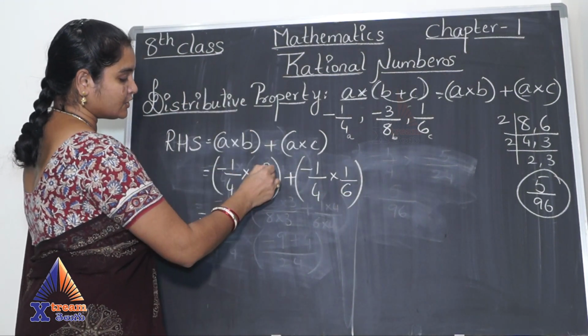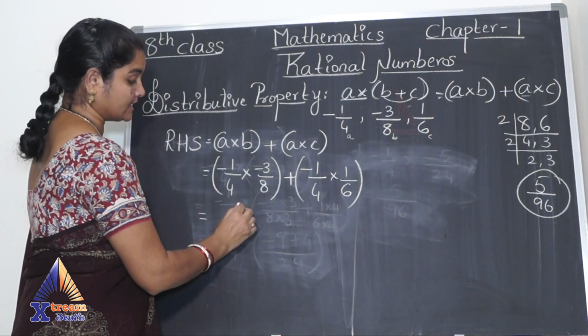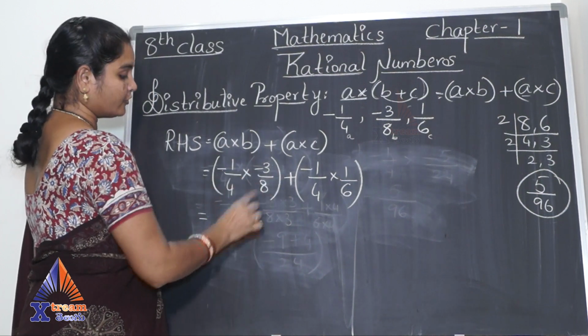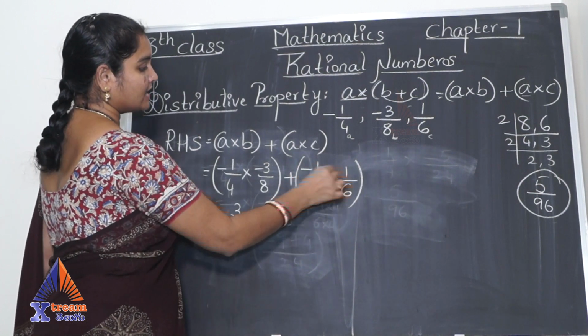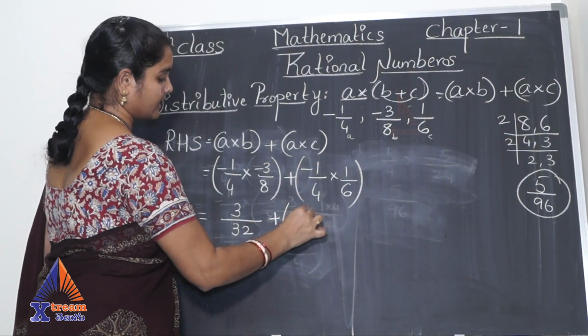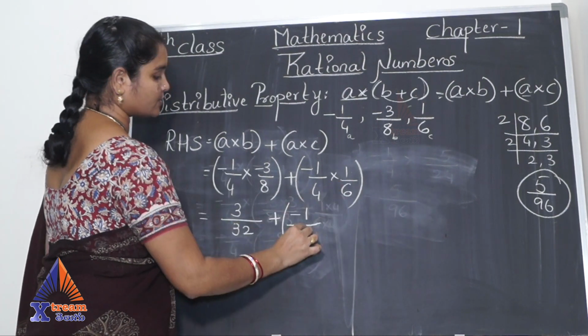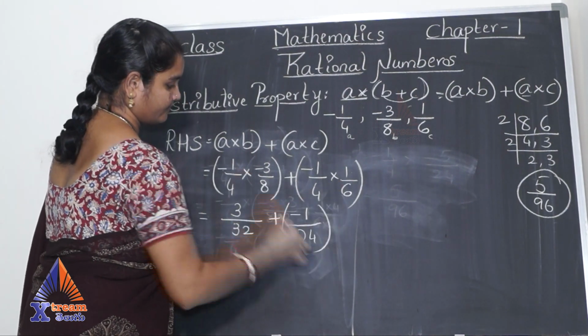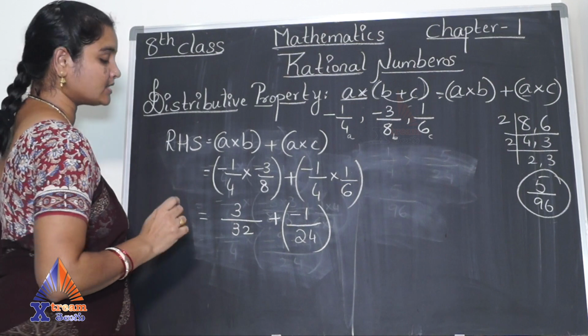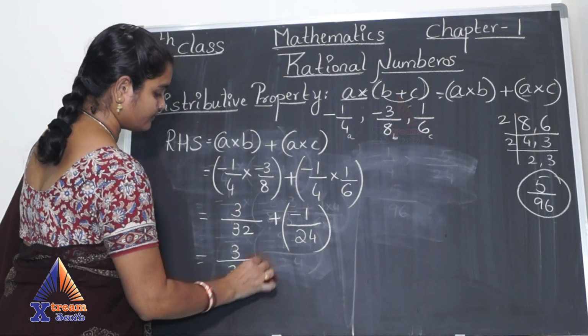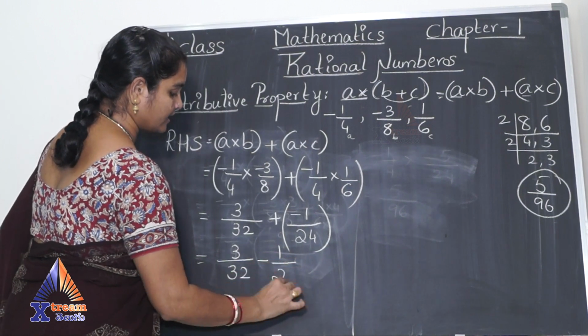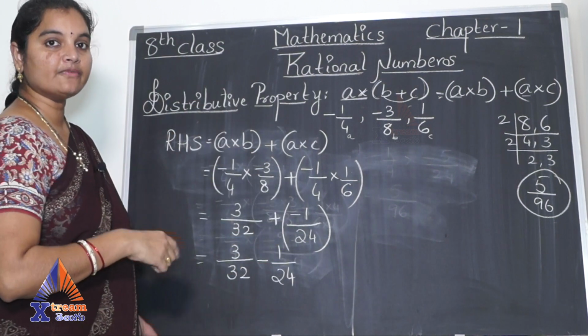Now minus into minus gives us plus. 1 3s is 3, 3 by 4 8s 32. Now plus minus 1 into 1 minus 1 by 4 6 24. So plus of minus gives us minus. So we get it as 3 by 32 minus 1 by 24. This is how we get the fractions.